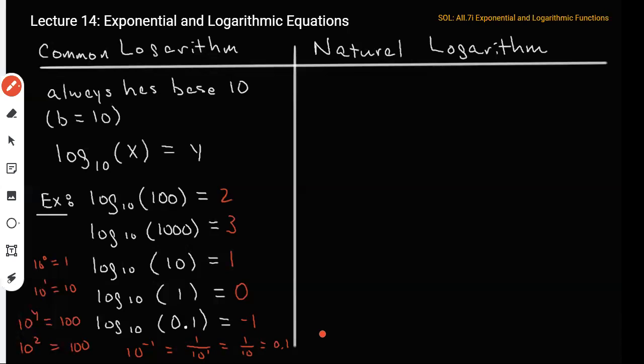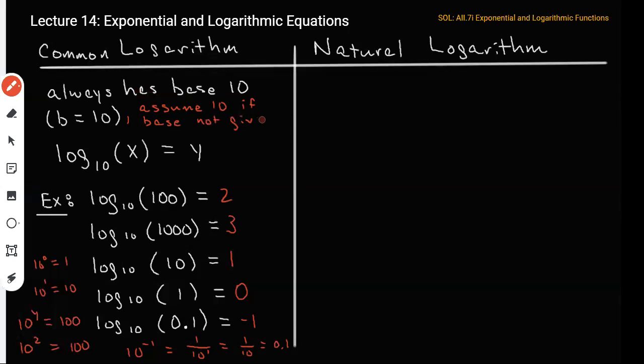So now you see how common logarithm works. We always have base 10. And if the base is not there, we always assume it to be 10. So we're going to say assume 10 if base not given.